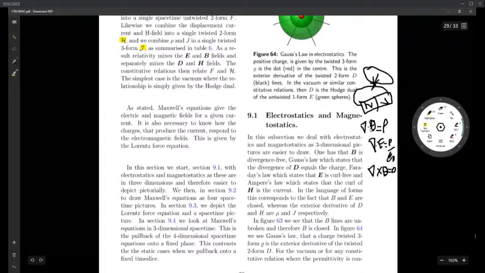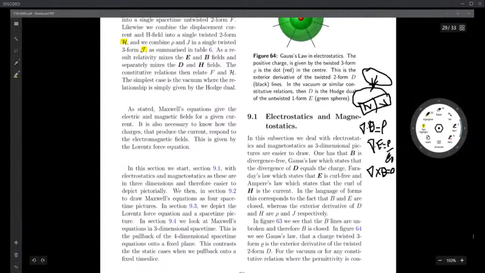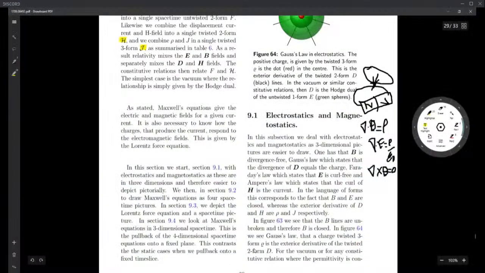One second, but shouldn't it be like the gradient of the magnetic field should be 0?